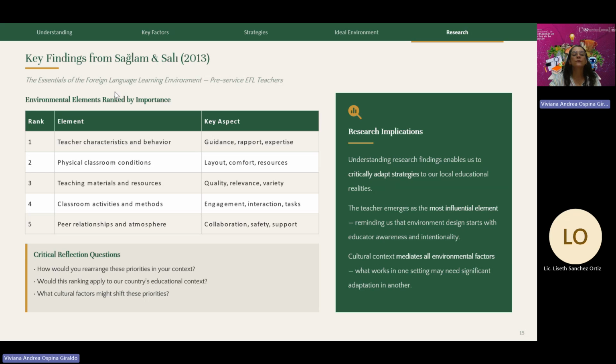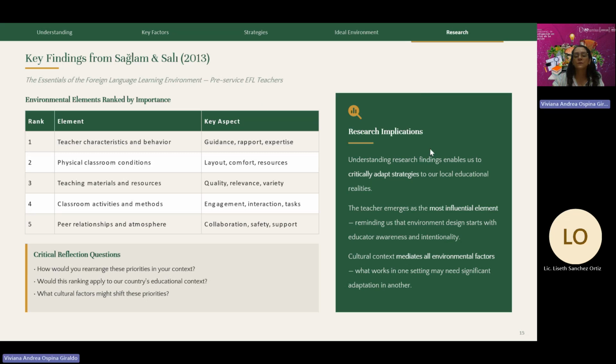So the essential elements of the foreign language learning environment for pre-service EFL teachers, coming from that article itself, were found. The first element was teacher characteristics and behavior. The key aspects for that were guidance, rapport, and expertise. Physical classroom conditions: layout, comfort, and resources. Classroom activities and methods: engagement, interaction, and tasks. And peer relationship and atmosphere: collaboration, safety, and support.